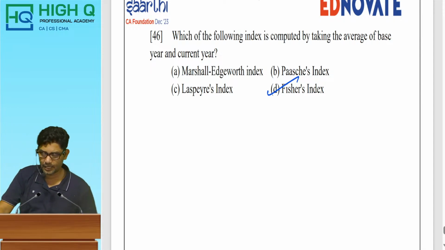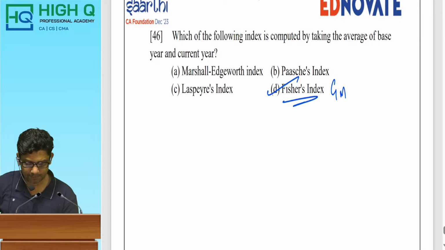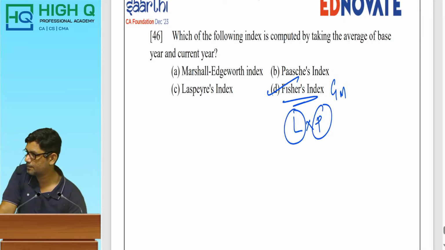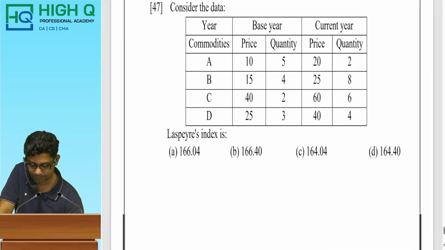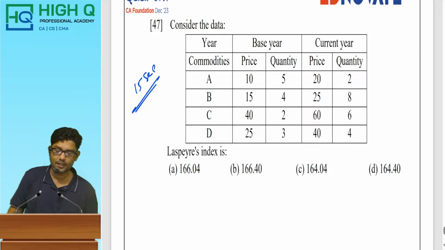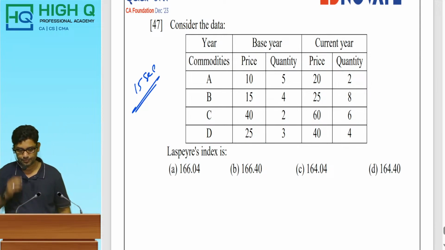Listen here. Is Fisher's a geometric mean? Is that right? It's a geometric mean. It's an average only. Laspeyres, Paasche's. Laspeyres is based on base year, Paasche's based on current year. Fifteen seconds.